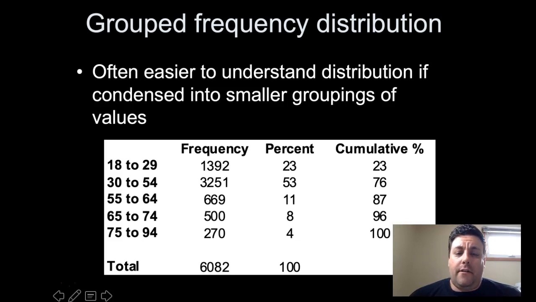And as you can see, this data set is quite a bit larger than the one we were using before. The hypothetical one before had 80 people in it, but this one has over 6,000 people in it. And so all of a sudden thinking about it in terms of percentages or cumulative percentages is a little bit easier to digest and get your mind around.